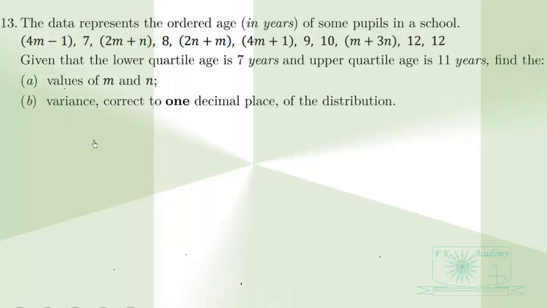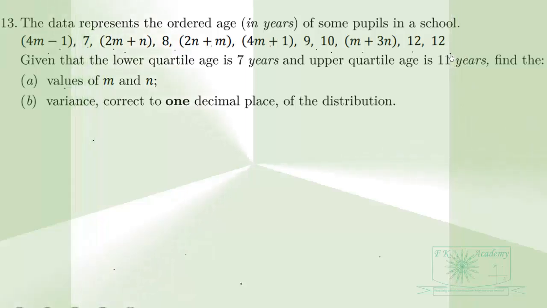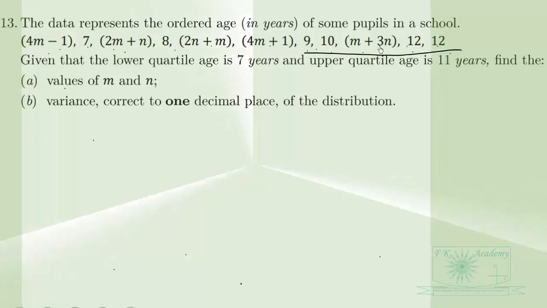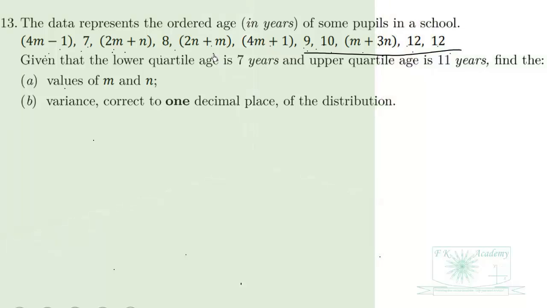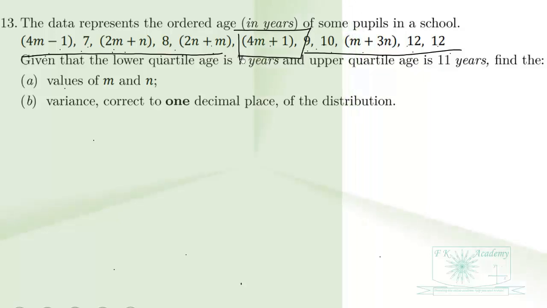So the data set has 11 data values. So the median will be the sixth number. We have 5 numbers here and 5 numbers here. So this will be the median, 4m plus 1 is the median.